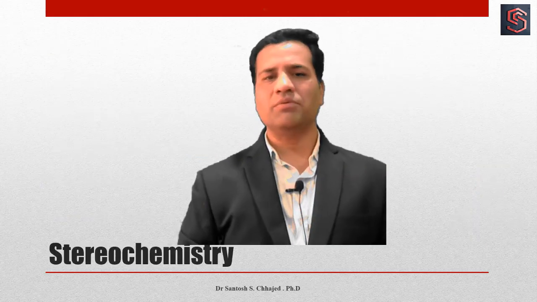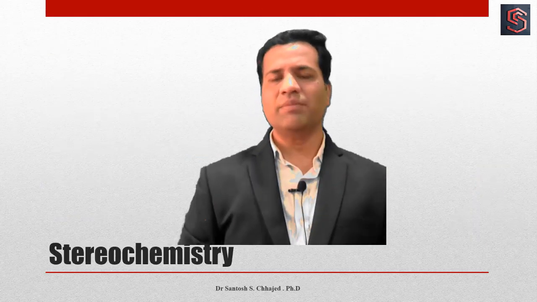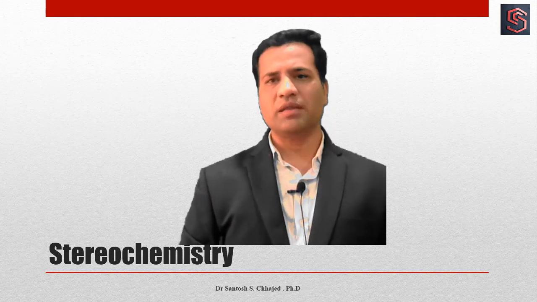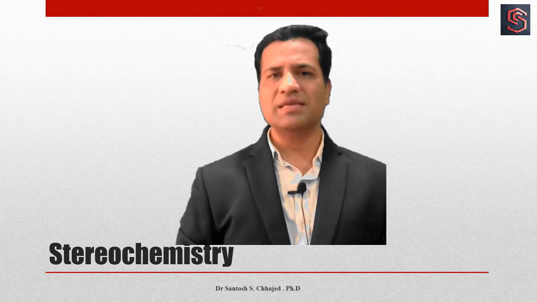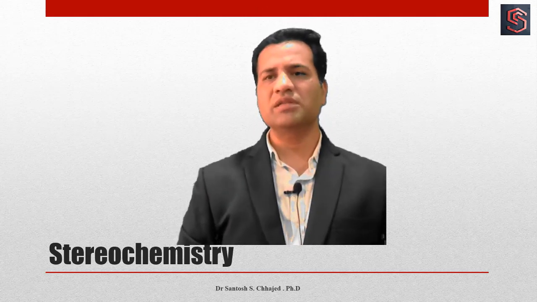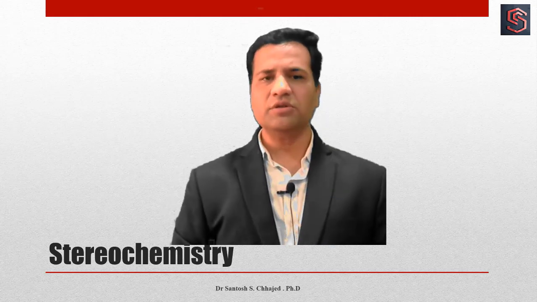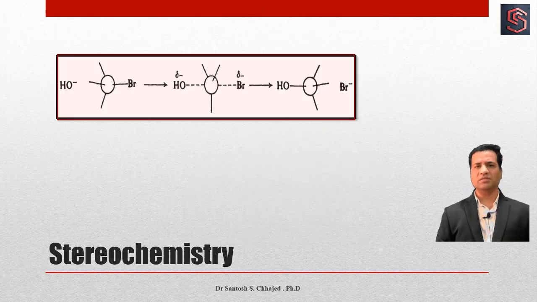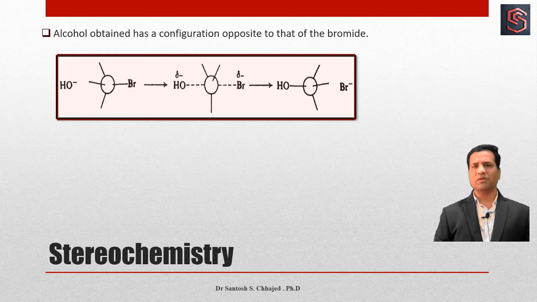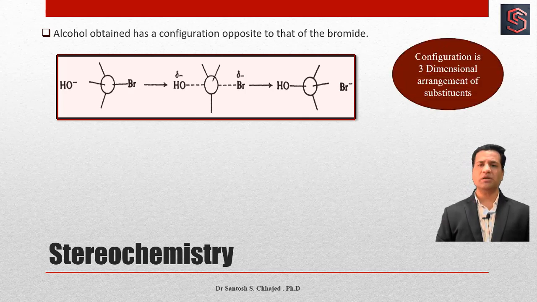Now we will discuss the stereochemistry, that is the three-dimensional view of this particular reaction. Stereochemistry is basically a branch of chemistry which deals with the three-dimensional structure of molecules. So we will talk about the stereochemistry of SN2. Before that, let me tell you that there is something called configuration. Configuration is nothing but the arrangement of substituents in space, that is the three-dimensional arrangement of substituents, we could say.